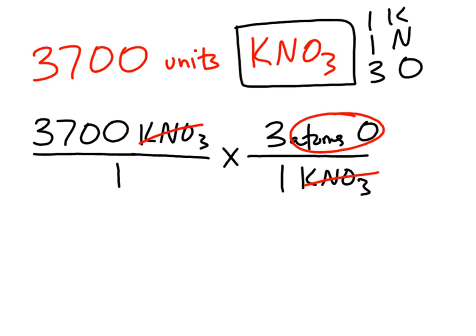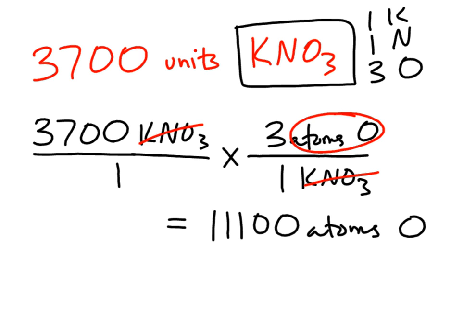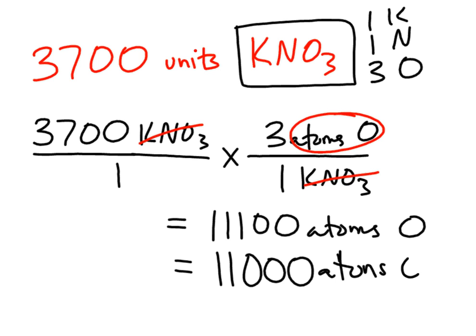I end up with 11,100 atoms of oxygen. Now, hopefully that causes a red flag, and you're going, well, there are 3 sig figs there and 2 sig figs there, so what you would have to do is apply your sig fig rules, which would be 11,000 atoms. So some of them are pretty straightforward, like so.